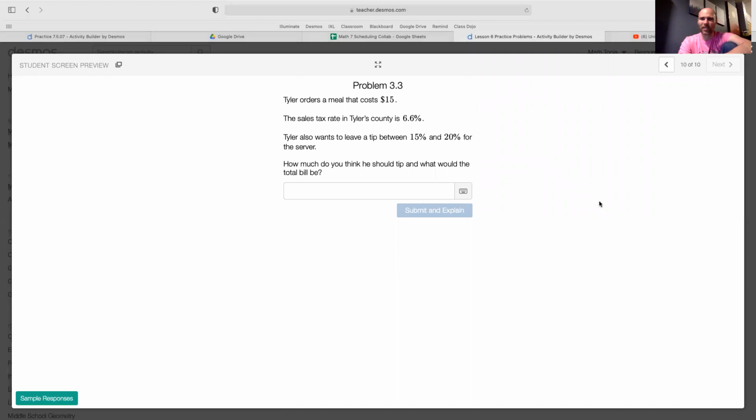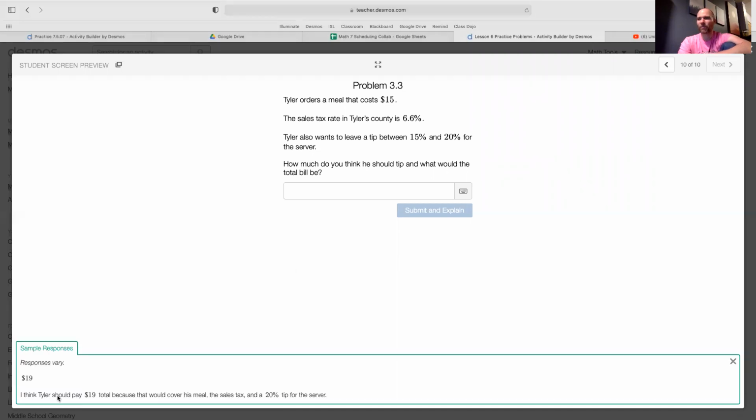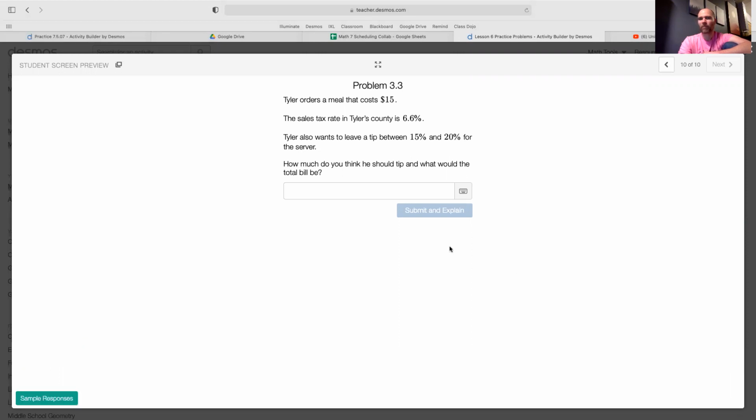All right, now I'm curious what Desmos says they want us to do here. Oh, it says responses may vary. Okay, so, all right, how about we just pick one right in the middle? It says between 15% and 20%. So how about we pick 18%?